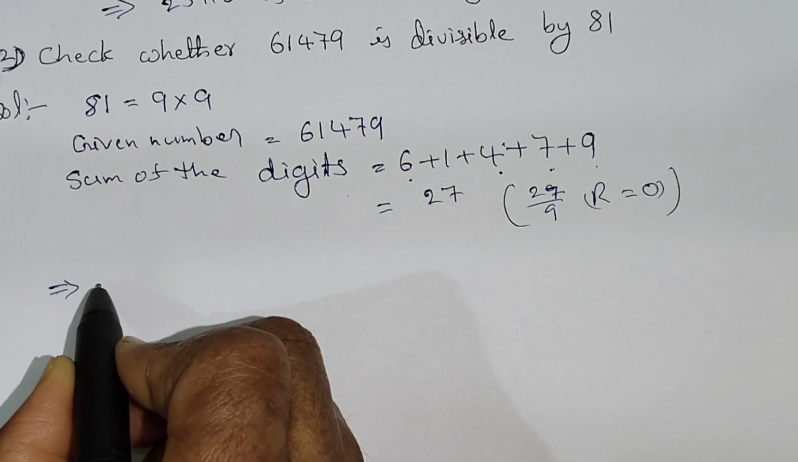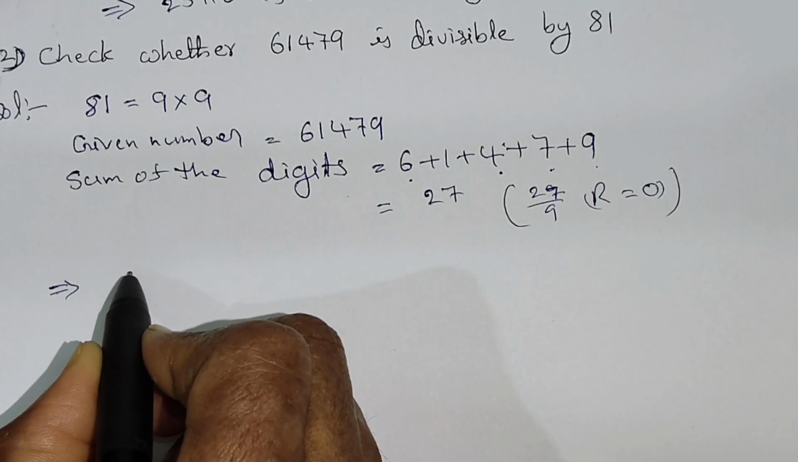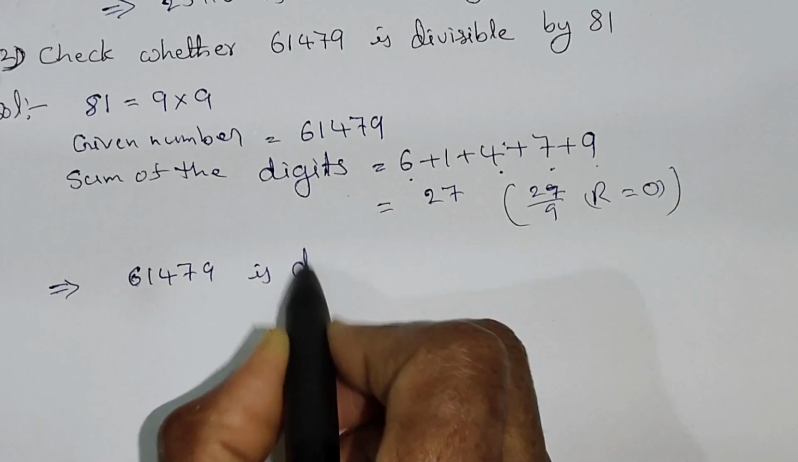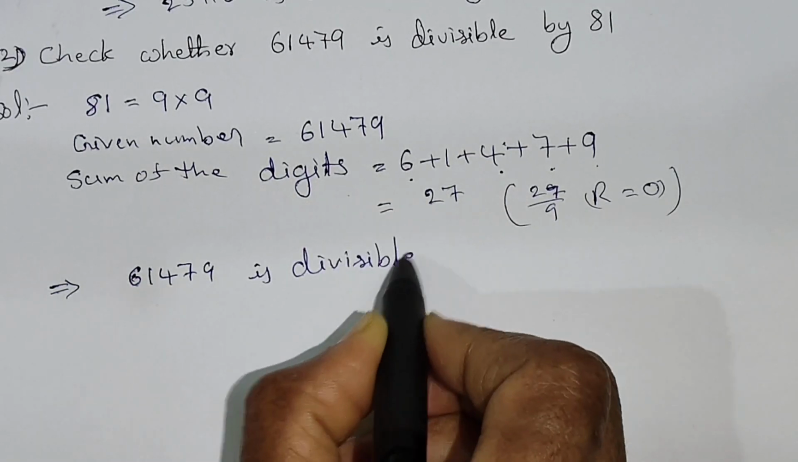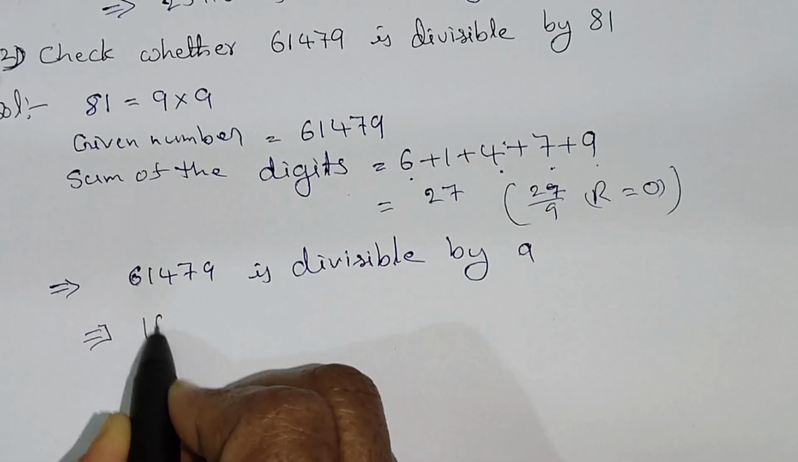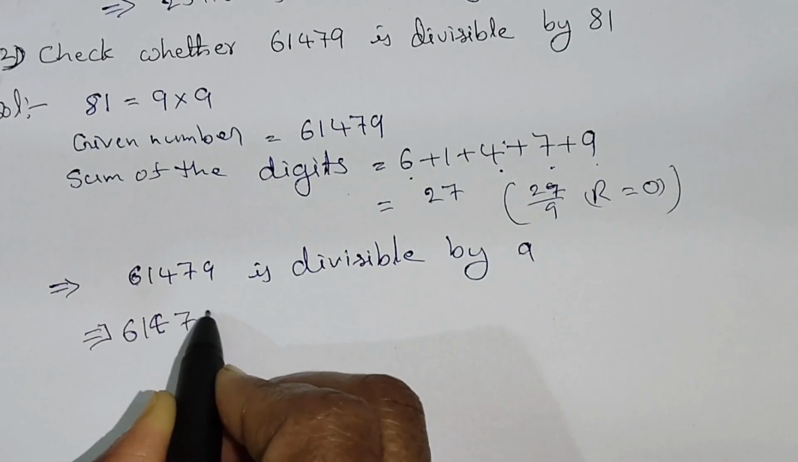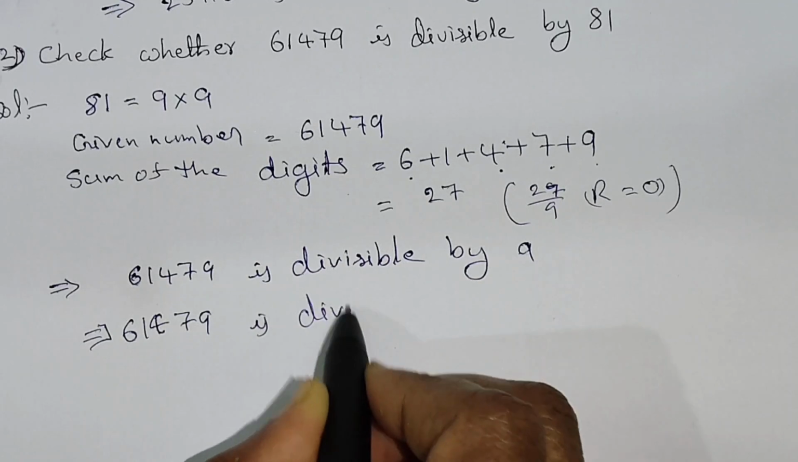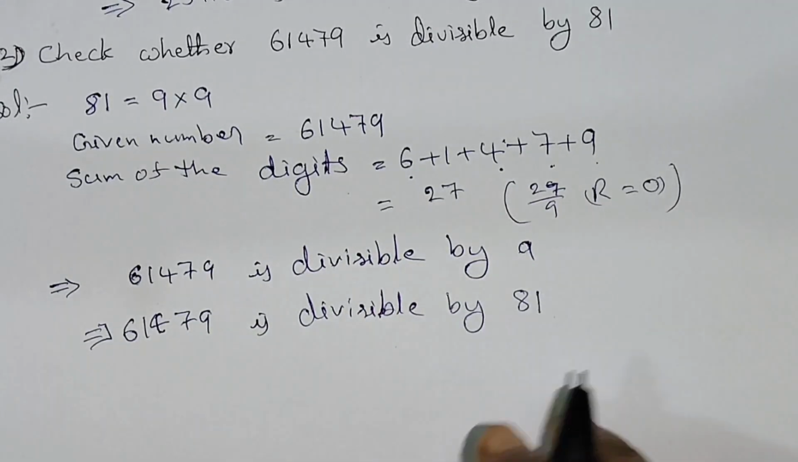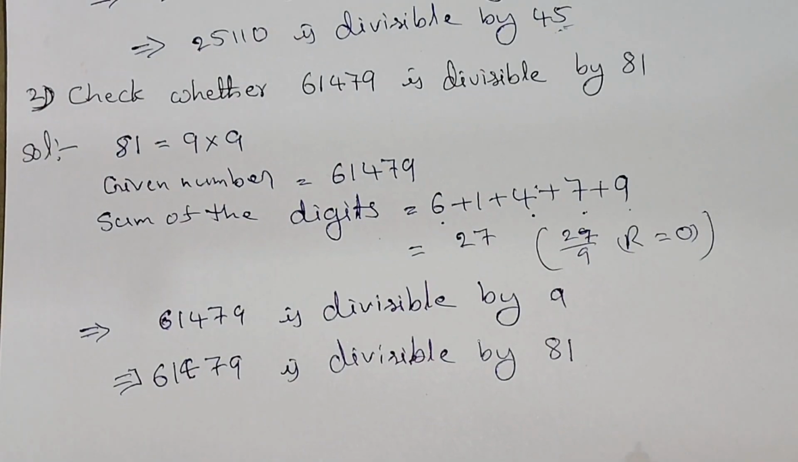So that implies, yes, 61479 is divisible by 81. So this is the second answer.